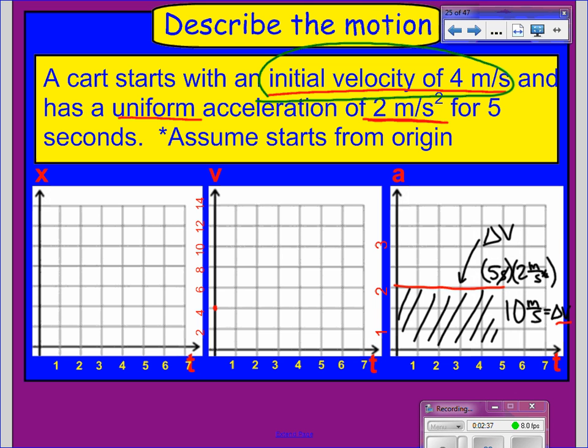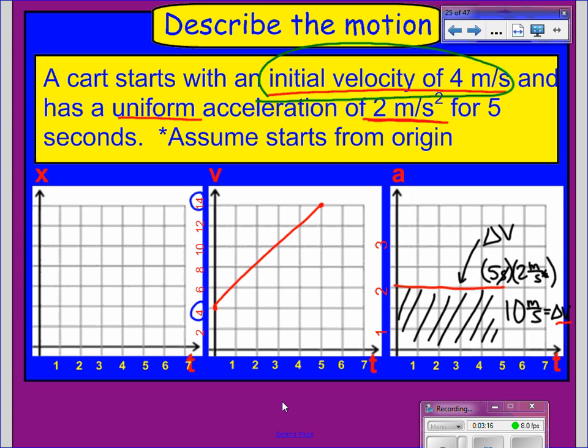Now, I know from my previous graph, the one that I just drew for acceleration, that my velocity changes by 10 meters per second in 5 seconds. So in 5 seconds, I now should be 10 meters per second greater. Well, if I started at 4, that means that at 5 seconds, I'm now going 14 meters per second, or a delta V of 10 meters per second. So now I can make this graph by just connecting those two dots. So notice I have my velocity graph now, quantitatively accurate, going from 4 meters per second originally, now to 14 meters per second in 5 seconds.